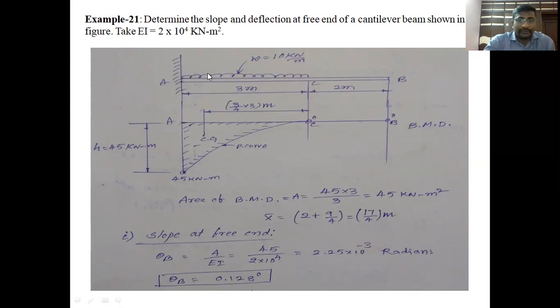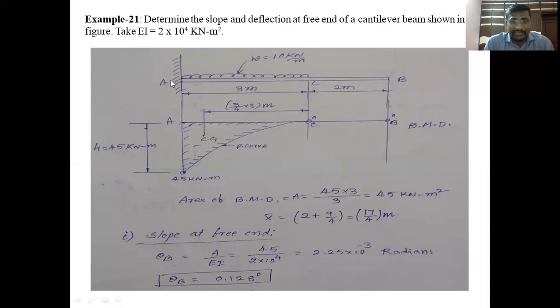You have to first draw the bending moment diagram for this given beam. So what is the bending moment at different points B, C and A? First of all, find the bending moment values and draw the bending moment diagram, using your earlier knowledge in Chapter 2. We drew the shear force and bending moment diagrams for different types of beams in Chapter 2.